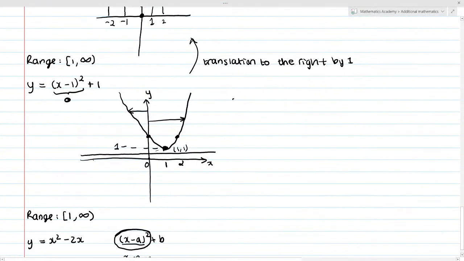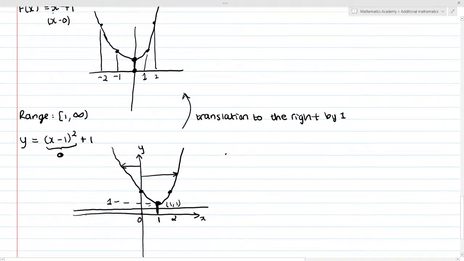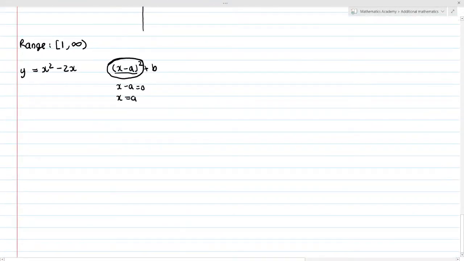That's what we saw above. The minimum value here happened when x equals 1, and the minimum value above happened when x equals 0, because here we had x minus 0, and here we had x minus 1. So we want to get this function to be in this form. How do we do that? Well, we need to think back to what this means. This x minus a squared plus b is the same as x squared minus 2ax plus a squared plus b. So I need to match this curve over here with this curve over here.